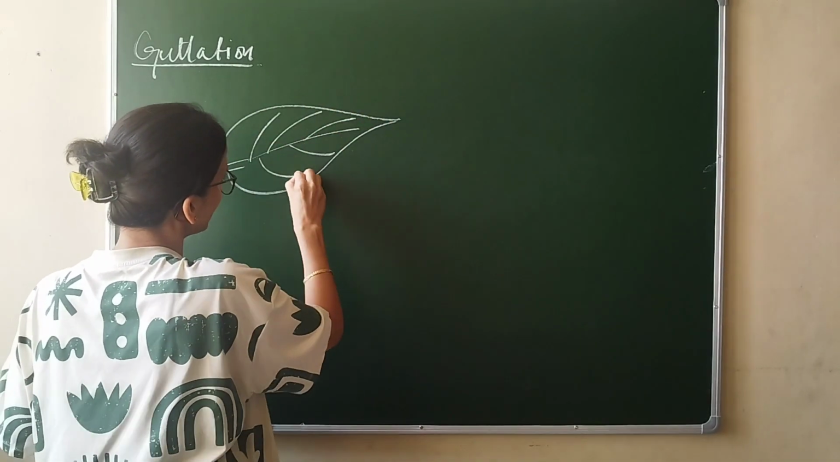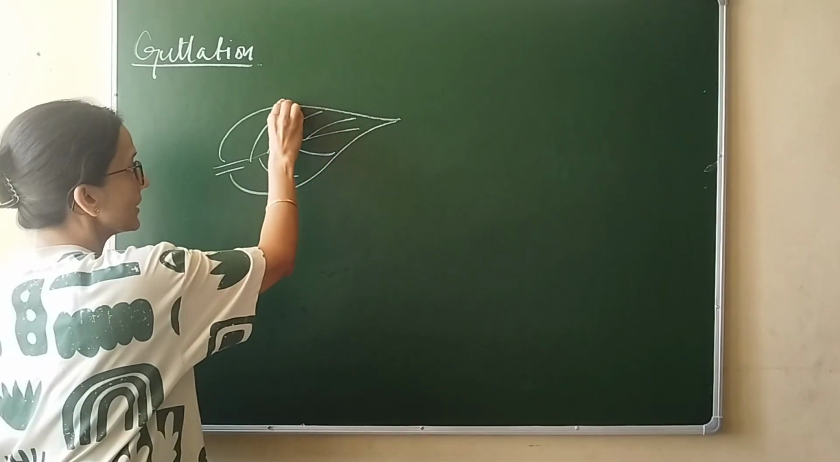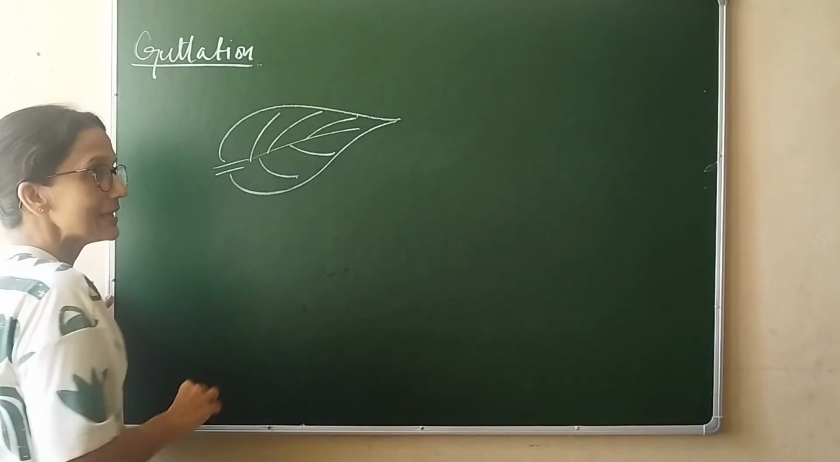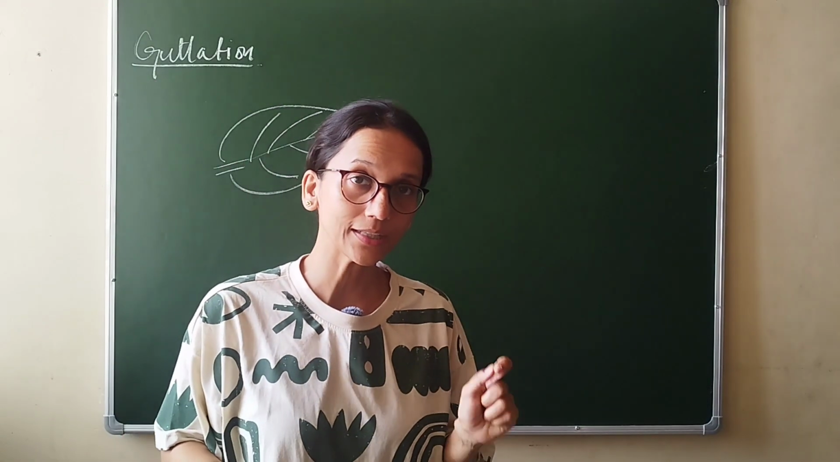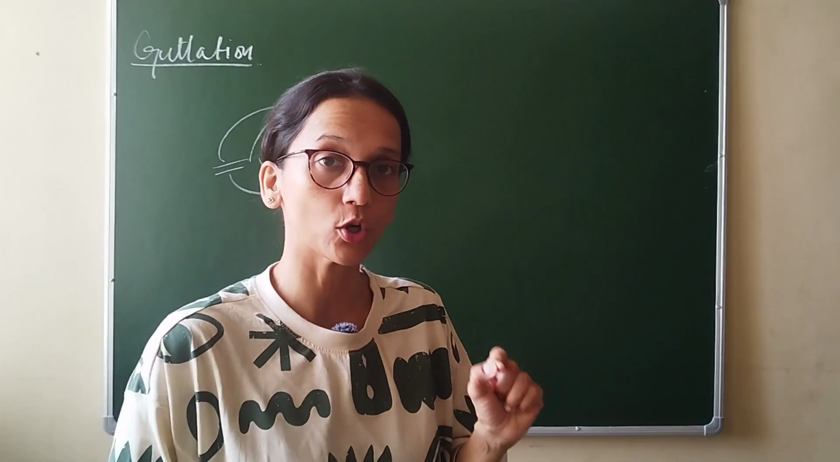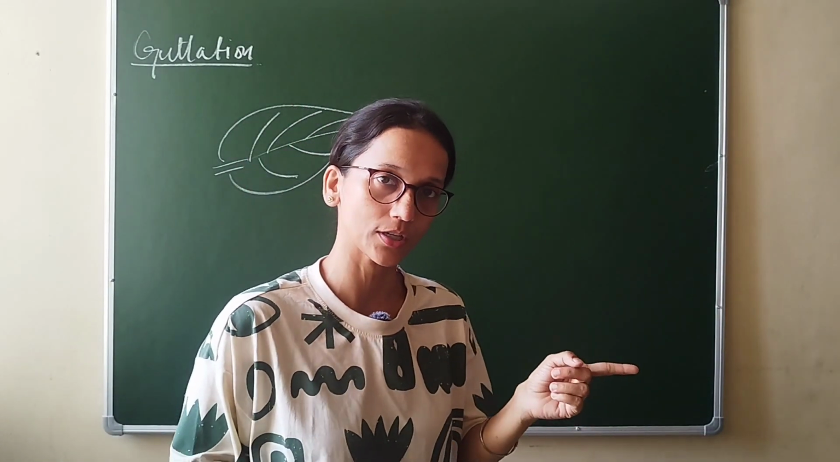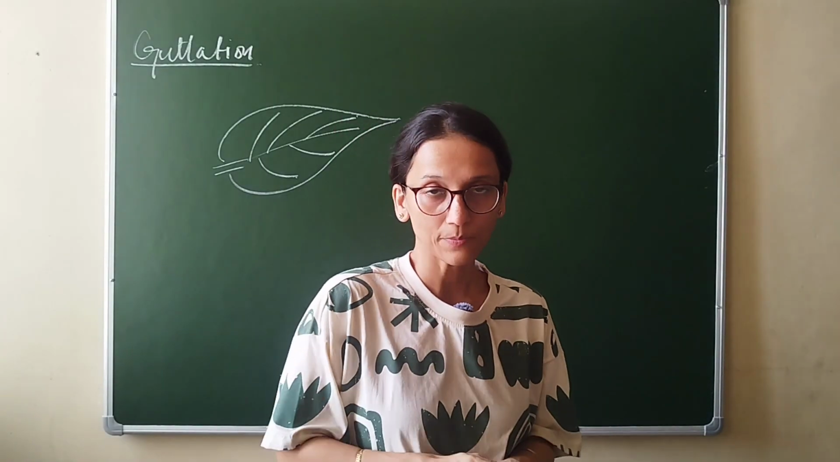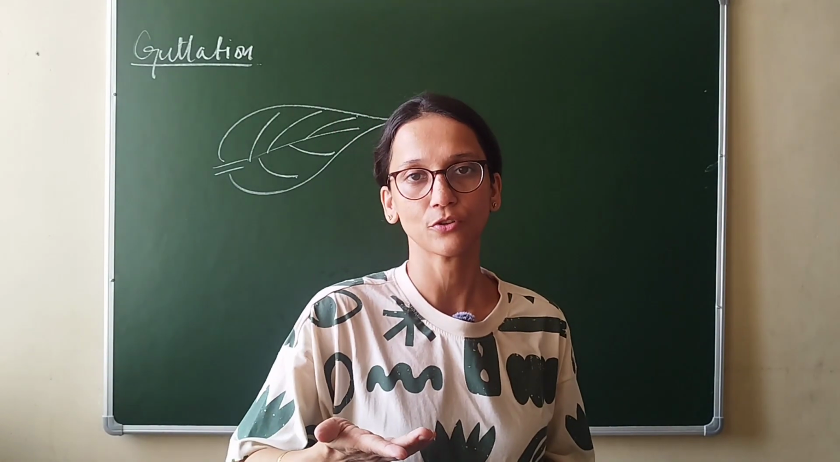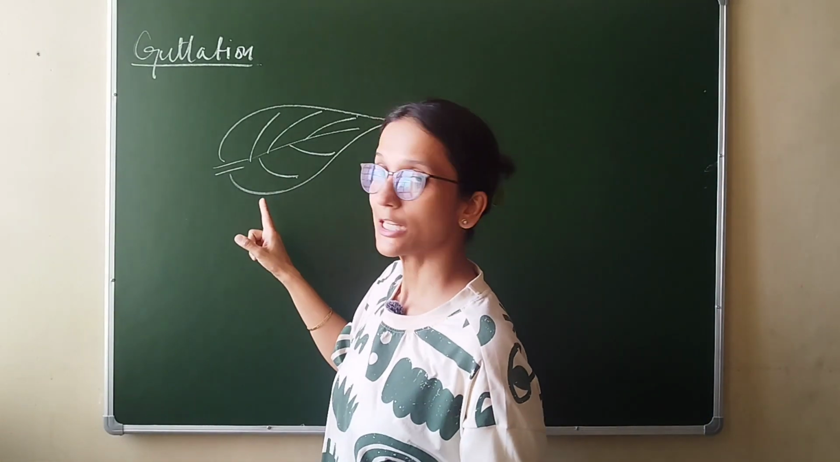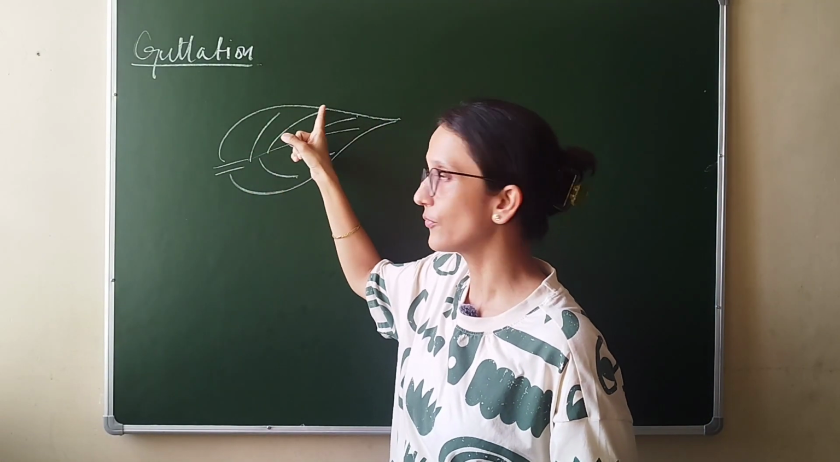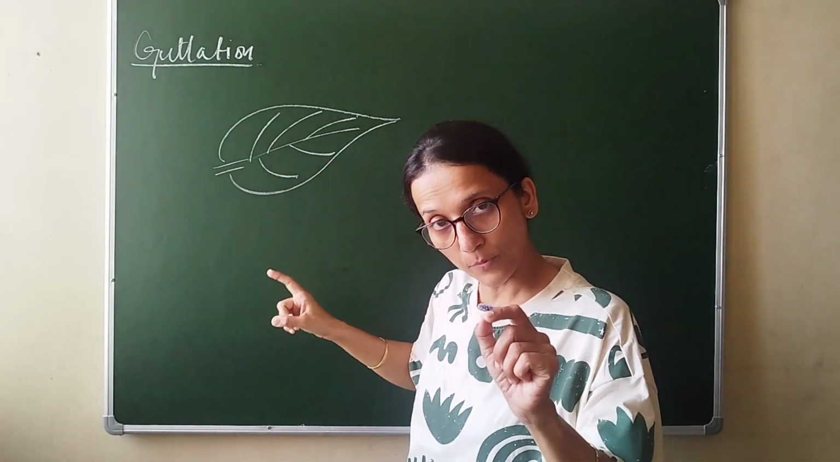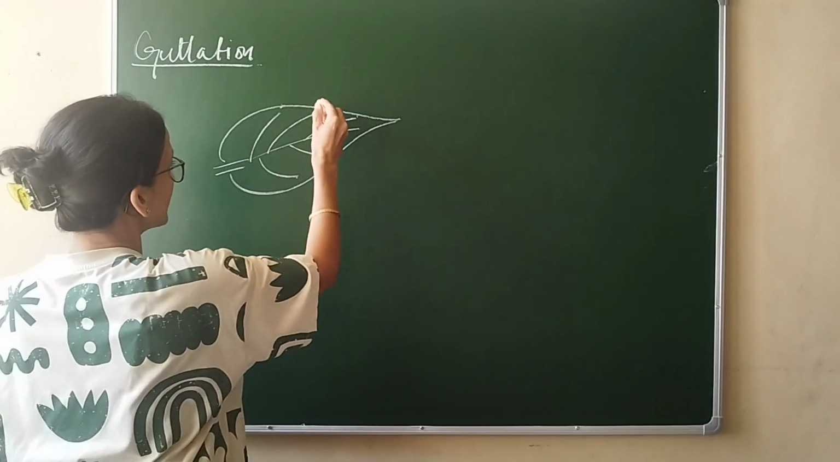So in a leaf these are the veins, and from the margins of the leaf veins they start to lose water, and water in this case is lost in the form of water droplets, unlike in transpiration. In transpiration the water is lost through stomata, which are present on the upper and lower surface of the leaf, in the form of water vapor, but in guttation the water is lost from the margins of the leaf veins through pores which are called hydathodes.